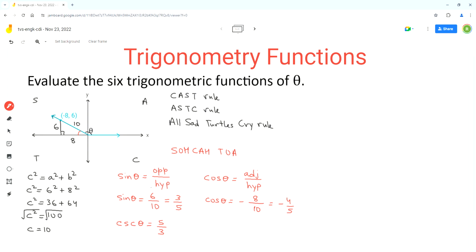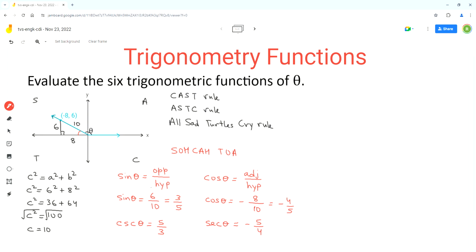Now we can find the value of its reciprocal ratio, which is secant theta. We should flip the answer we got for cosine theta, and that will be negative 5 over 4. So this should be the final answer for secant theta.